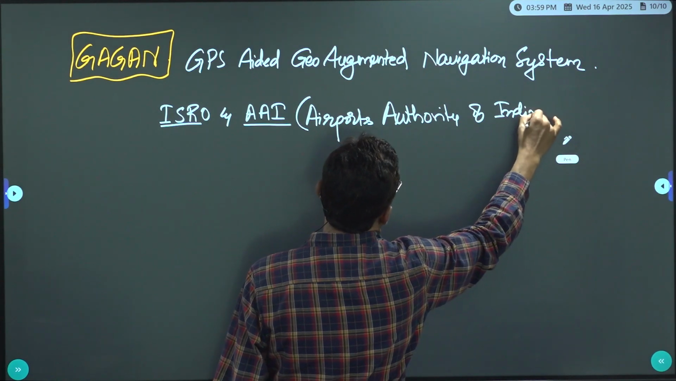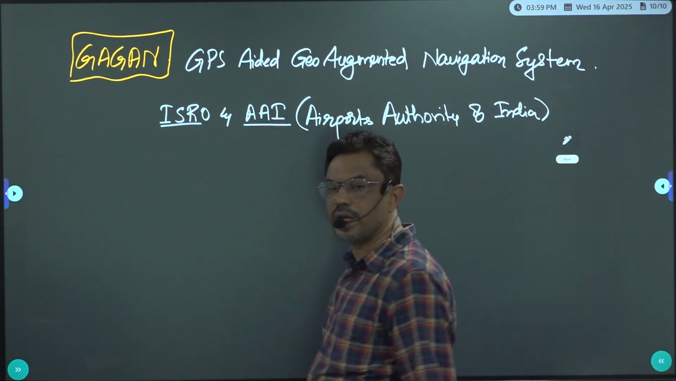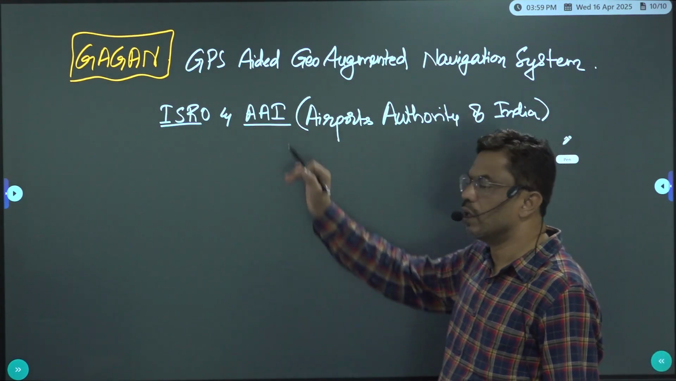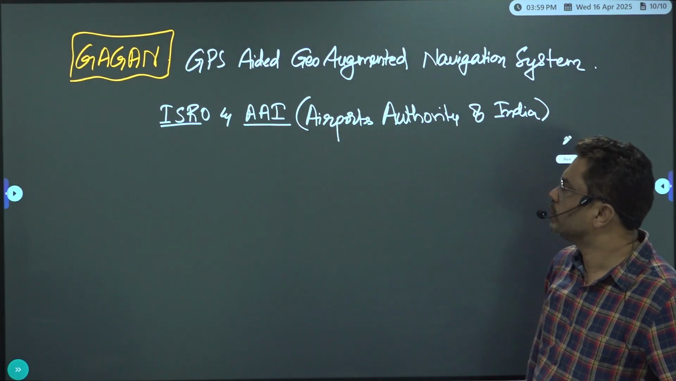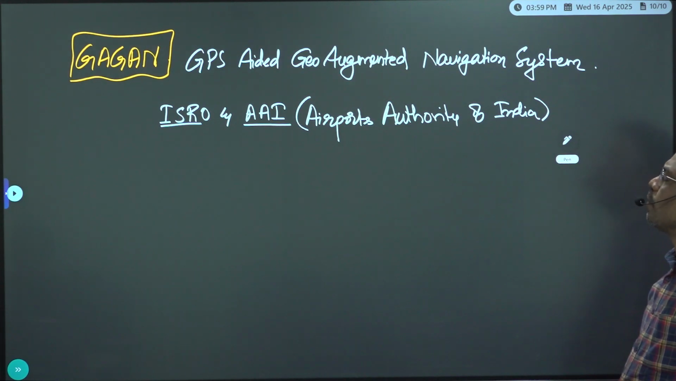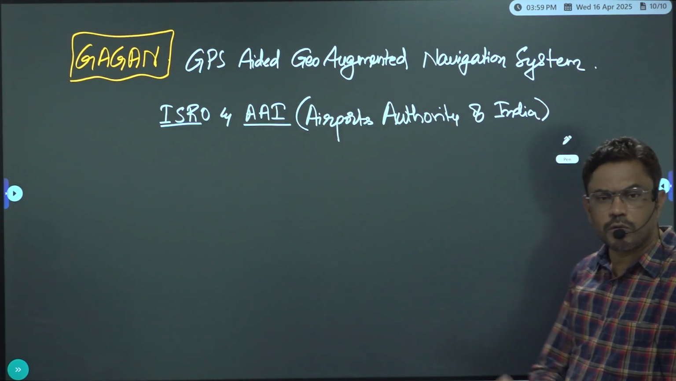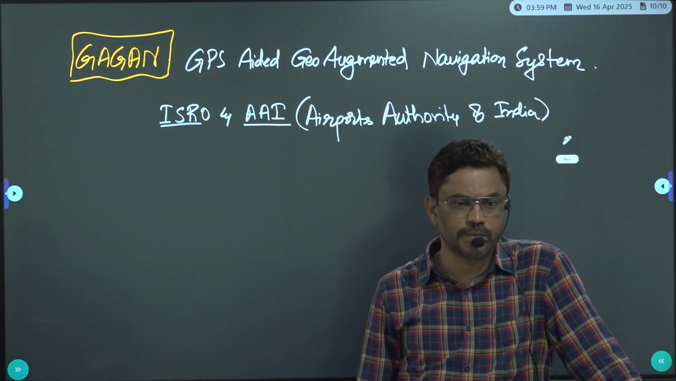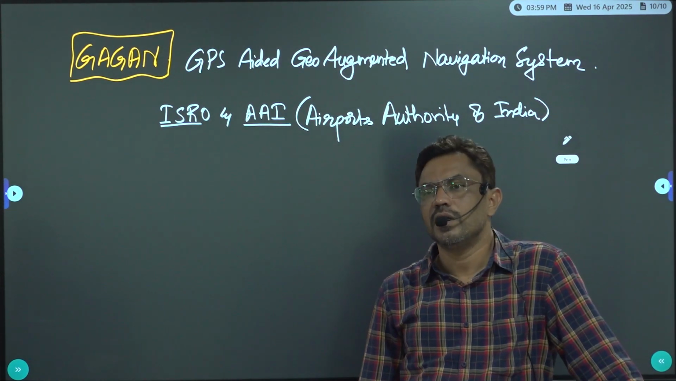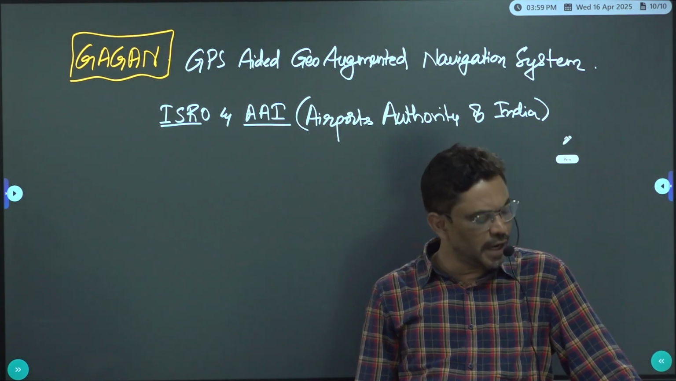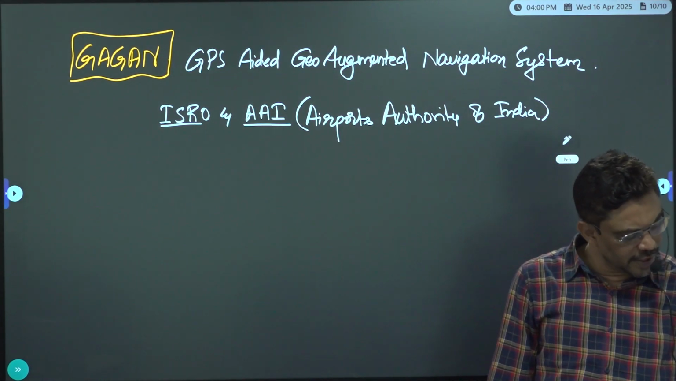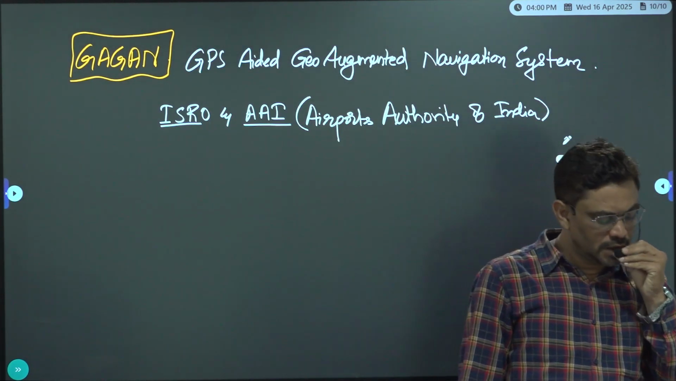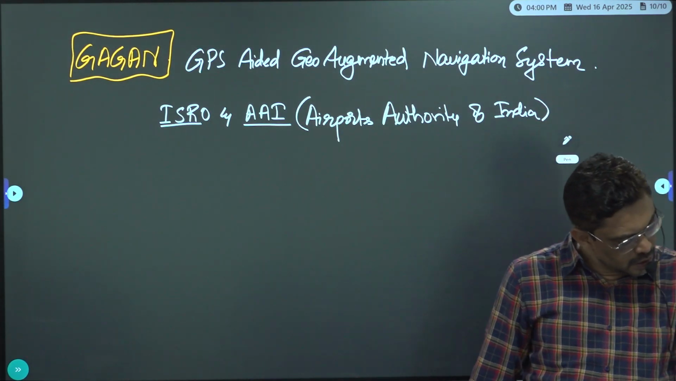ISRO and AAI, Airports Authority of India, have developed a separate navigation system called Gagan, GPS Aided Geo Augmented Navigation System. It is to provide enhanced navigation signals to the civil aviation sector.